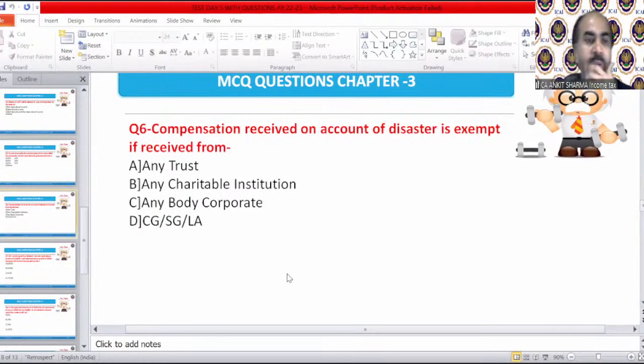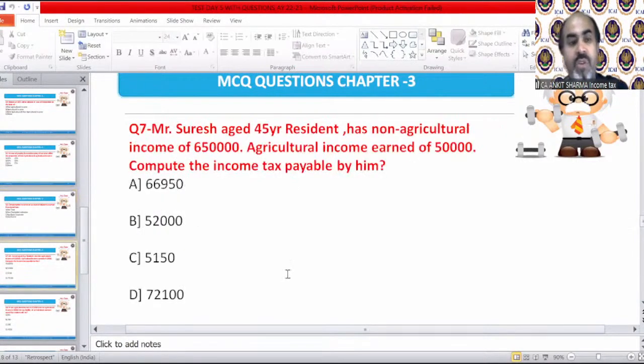I will try to solve those questions which have a numerical treatment. Compensation received on account of disaster is exempt if received from, we know that, any trust, charitable body, or central government, state government, or local authority. The correct answer is D. We all knew that. I am skipping this question also.